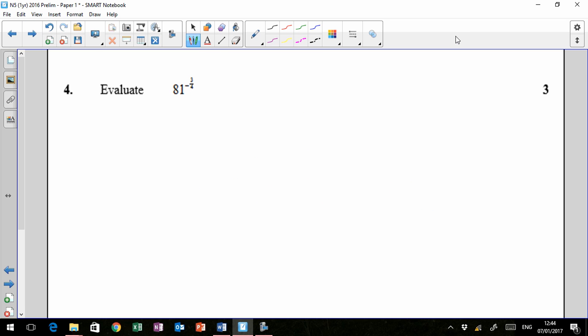Okay, this one here, not a very nice one, evaluating 81 to the power negative 3/4. So there's a couple of things you've got to deal with here. Firstly, you've got two things going on in that power. You have a negative power and you have a fractional power. The negative power, x to the power negative m, really means the size of the power is correct, but it's in the wrong place. It should be on the bottom of the fraction. So this 81 to the power negative 3/4 becomes 1 over 81 to the power 3/4.